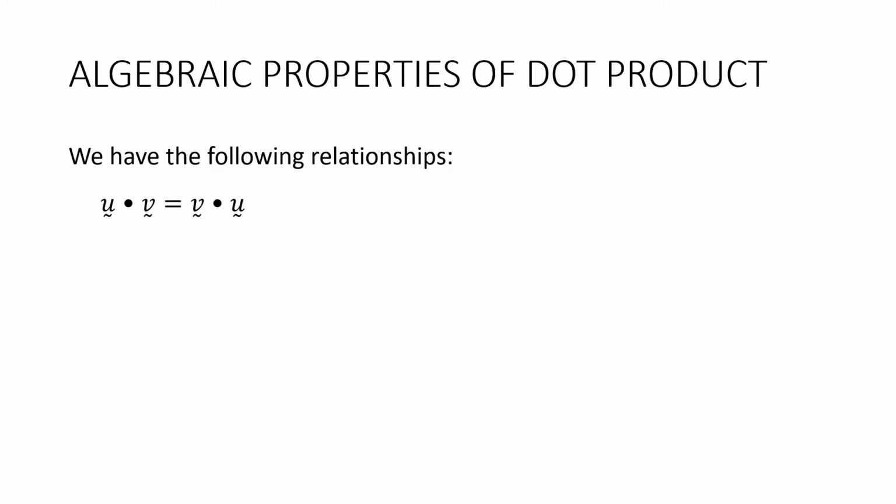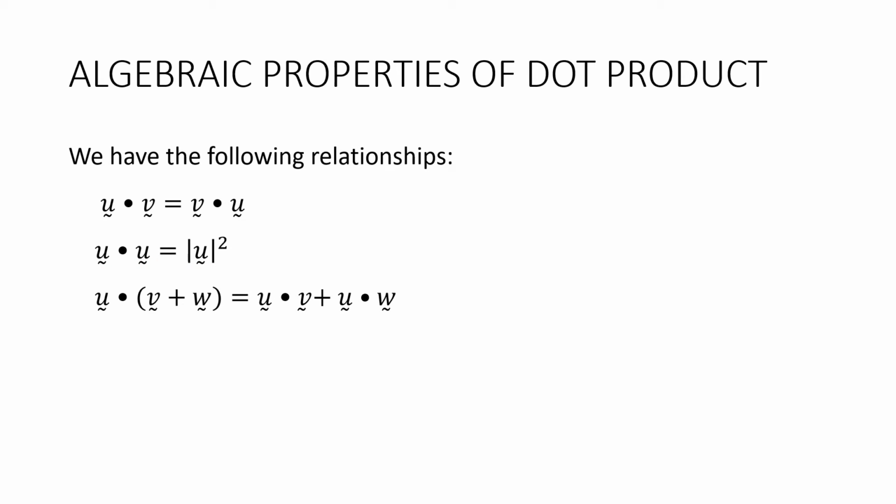Now before we continue with the proof, we need to go through a couple of algebraic properties of the dot product. So we have the following relationships. u dot v is the same as v dot u. Order is not important. Here's a really important one. u dot u is equal to the magnitude of u all squared. And I encourage you to prove that one. Let u be the vector x, y, or something like that, and show that left-hand side equals right-hand side.